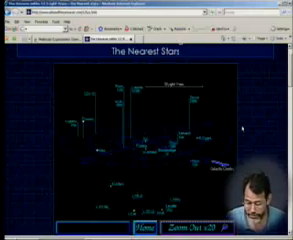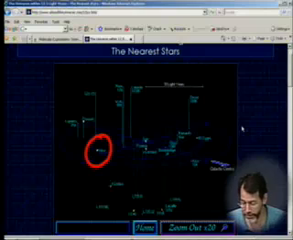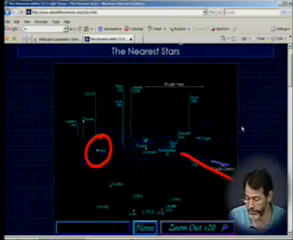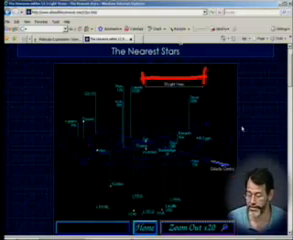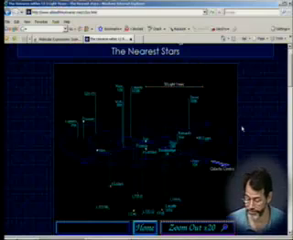Other bright stars, Sirius, really bright, would light up the local neighborhood. The galactic center is in this direction, as it says. There's lots of other stars. Here we see the scale is 10 light years, so it takes light 10 years to go that distance. Okay, so let's zoom out.